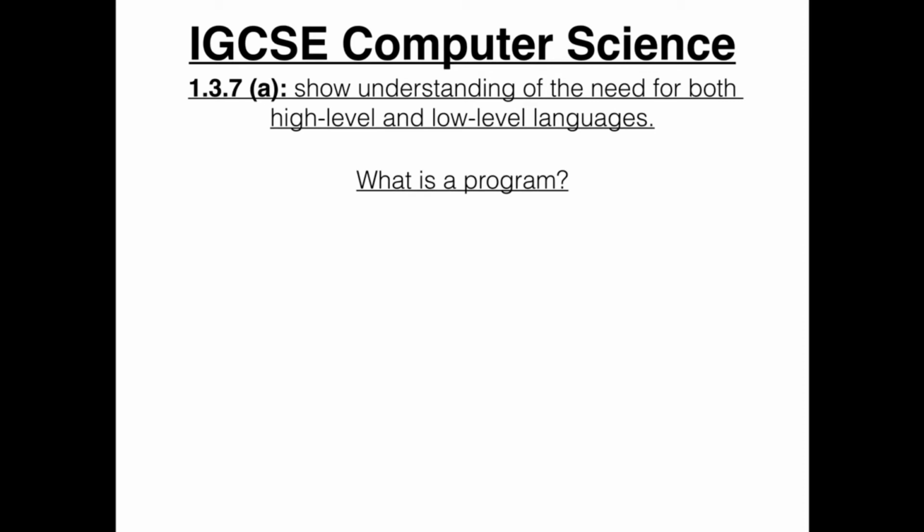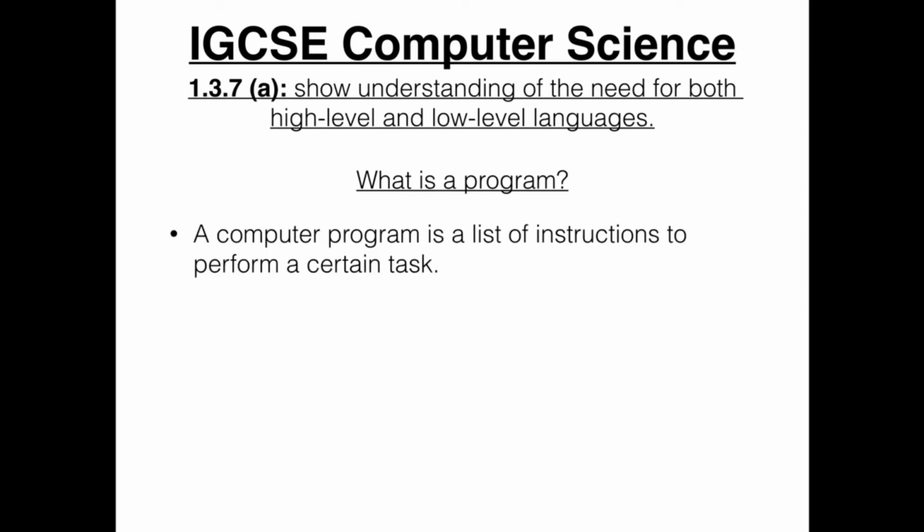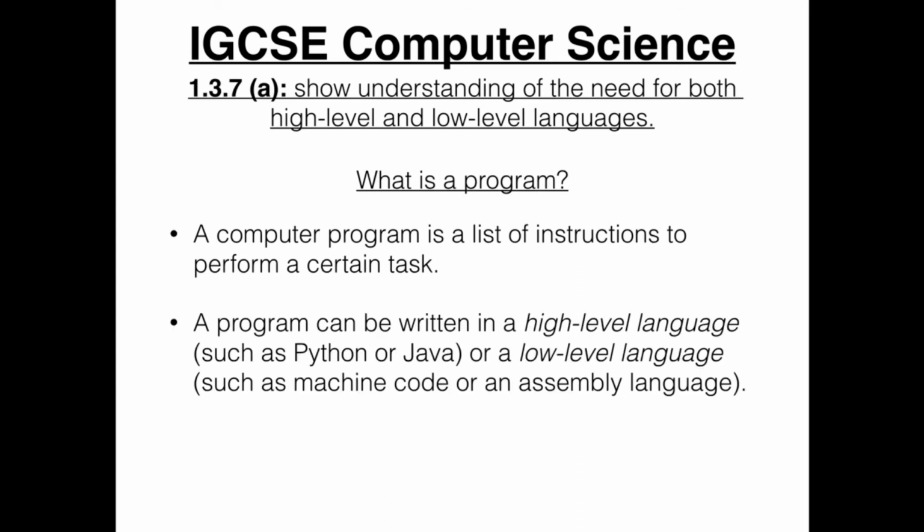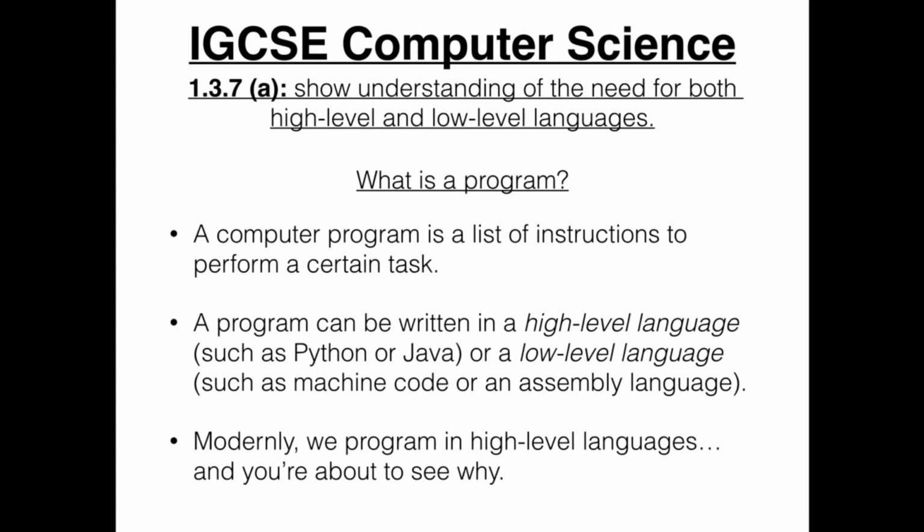So, first question, what is a program? A computer program is a list of instructions to perform a certain task, such as a program that prints your name, or a program that counts to 10. A program can be written in a high-level language, such as Python or Java, although Java's not really a high-level language. It's somewhere in the middle, but it's higher than C. Or it can be written in a low-level language, such as machine code or an assembly language. But nowadays, we use high-level languages to program, and you're about to see why.